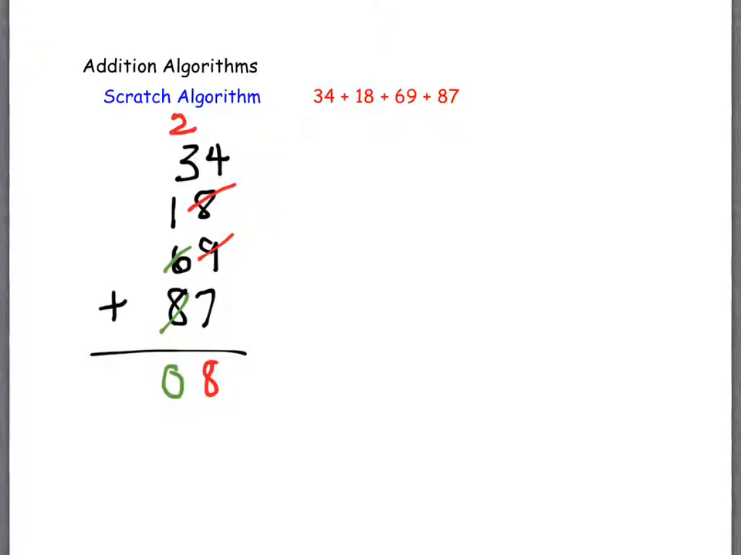How many scratches did I have? 2. So I carry the 2 over. There's nothing in the hundreds column right now to add that 2 to, so it's a 208, and you bring it down.